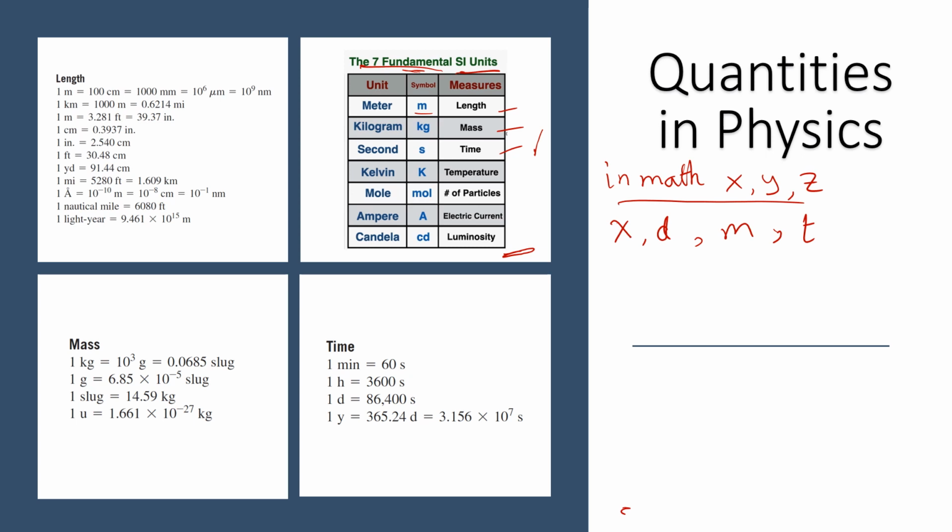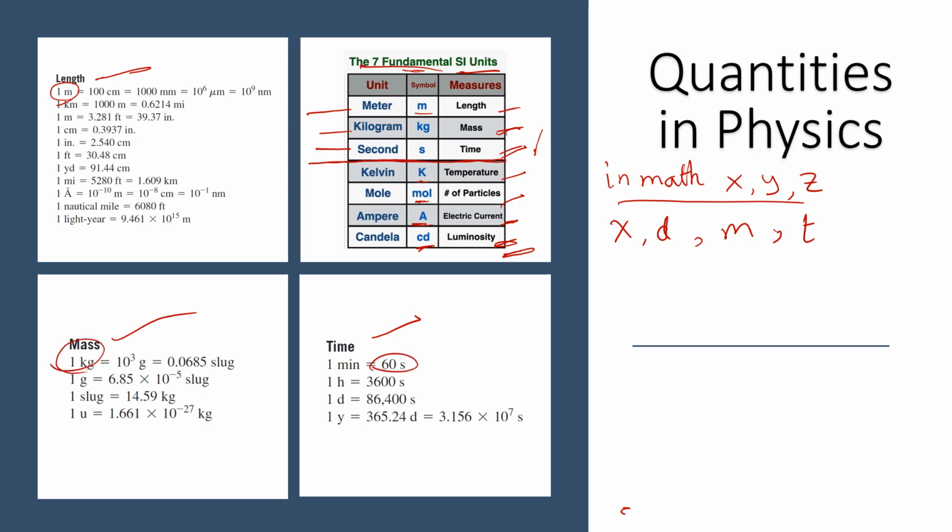Added to the length, the mass, and the time quantities, there is the temperature, which is measured by Kelvin, the number of particles, which is measured by mole, the electric current, which is measured by ampere, and luminosity, which is measured by candela. Now, in the mechanics course, we need to focus on these three fundamental quantities, which are the length, the mass, and the time, measured by meter, kilogram, and second.